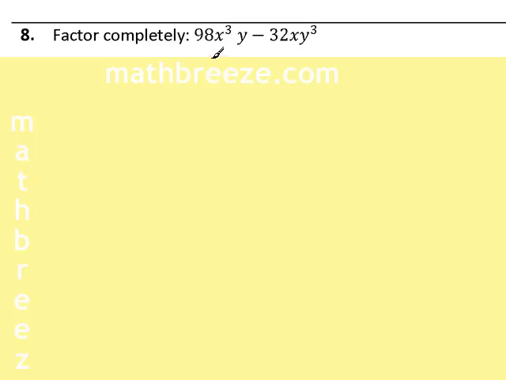Now in this example, let's look at 98 and 32. I think the largest factor that we can pull out would be just 2. Now let's look at x cubed and x. We can pull out x. Y and y cubed, we can pull out y. 98, pull out factor 2. We're left with 49.